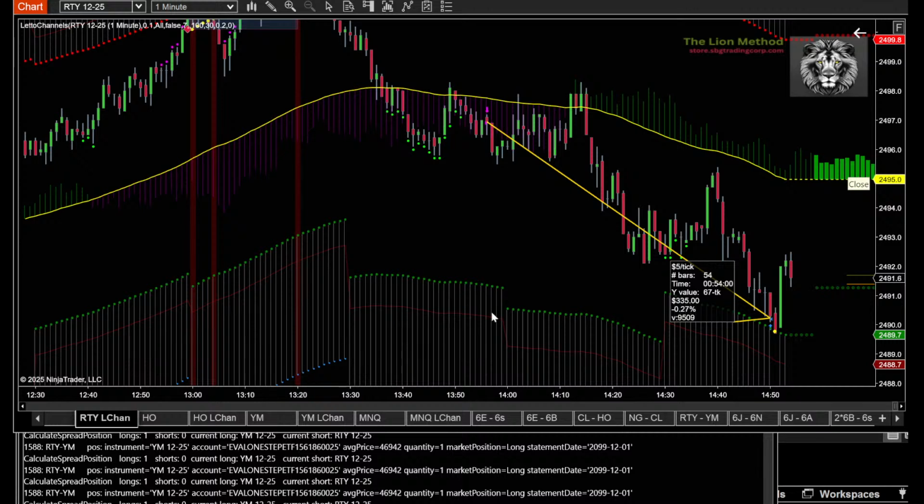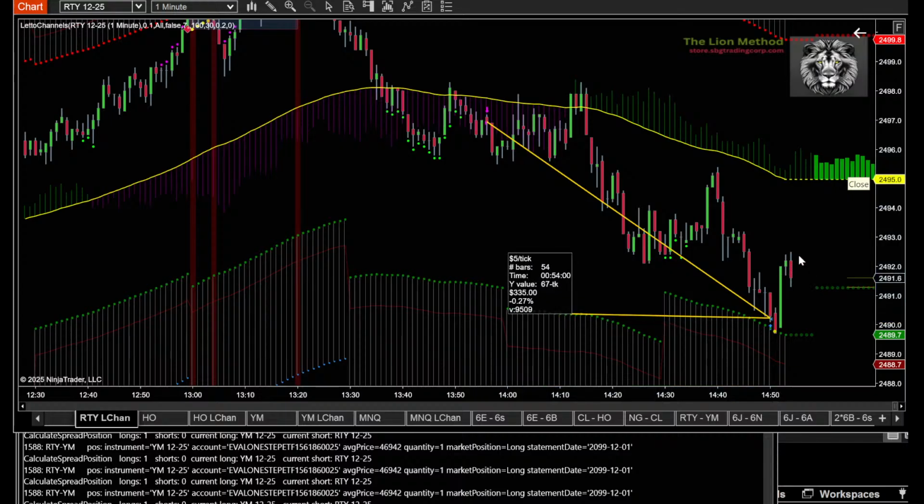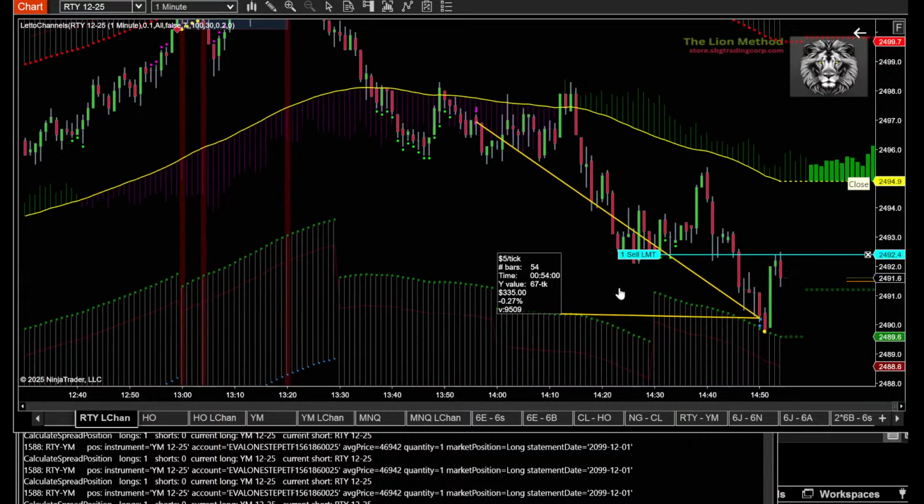That's all. Now, of course, we could enter a spread position if we go short up here. We'd be back into a spread. Show you what that looks like.